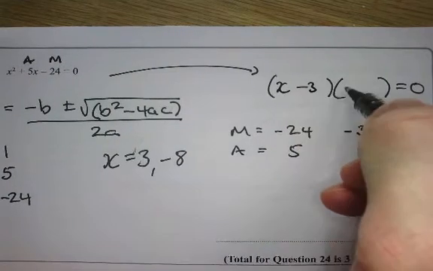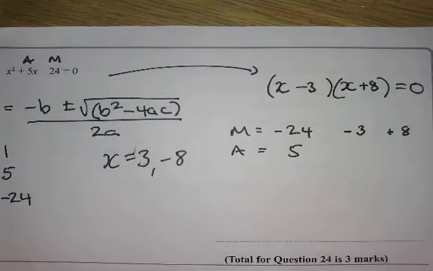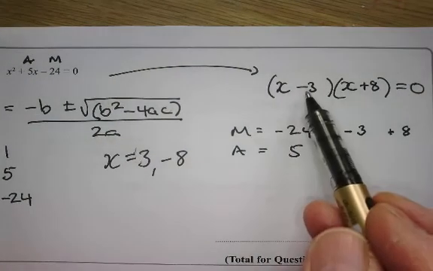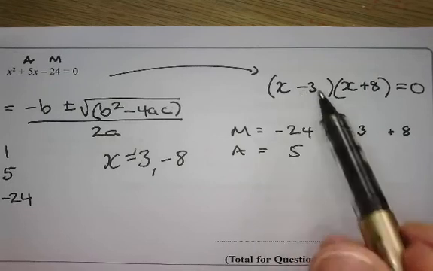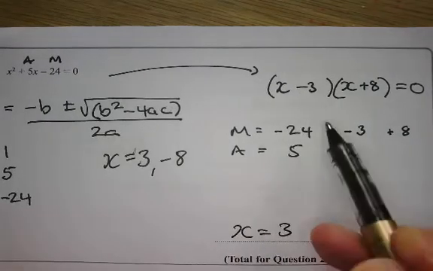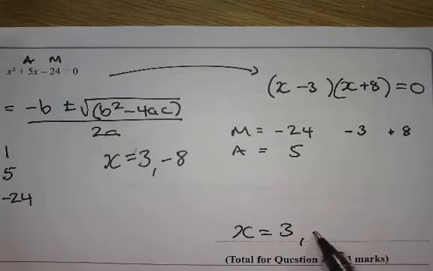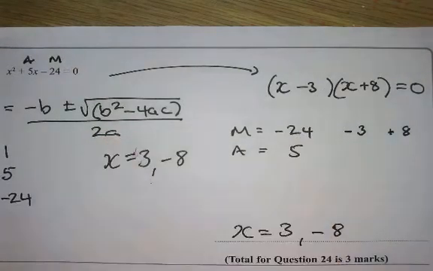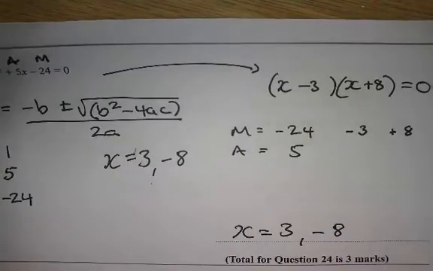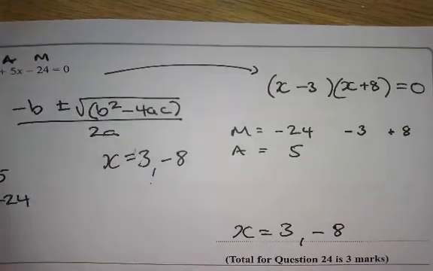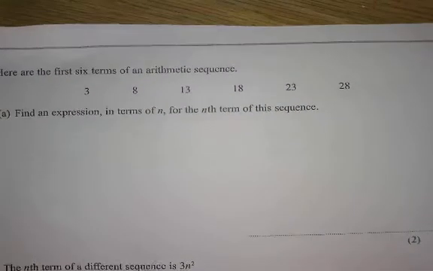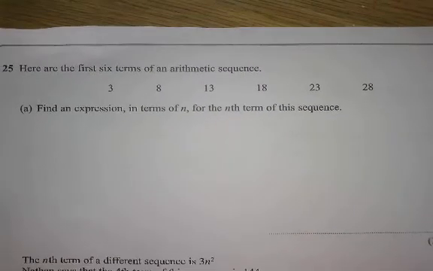So then what I do is I put those values in there. For this bracket to equal 0, x must be 3, because that makes it 0. Or for this bracket to be 0, x must be -8. So there are two different ways you can do this. Get used to this method if you've got a calculator. Really very worthwhile doing. Let's finish off with question 25.